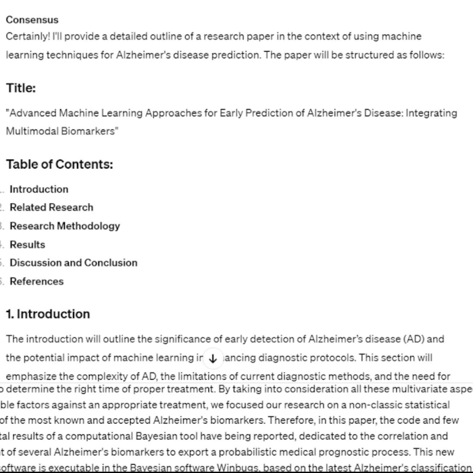Table of Contents. 1. Introduction. 2. Related research. 3. Research methodology. 4. Results. 5. Discussion and conclusion.